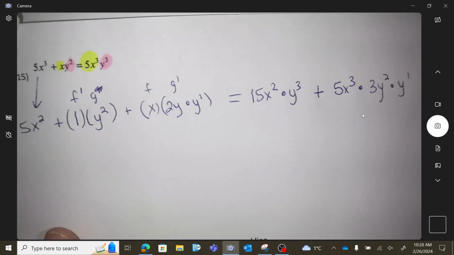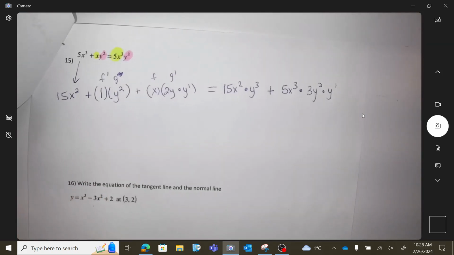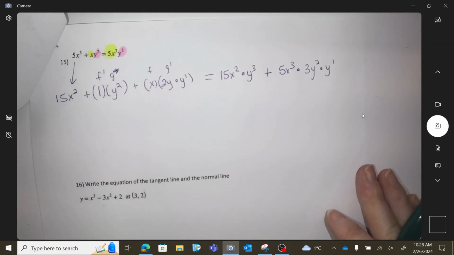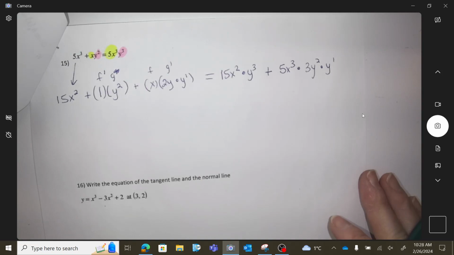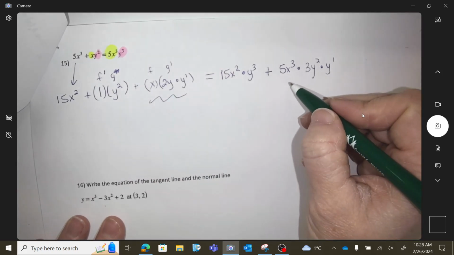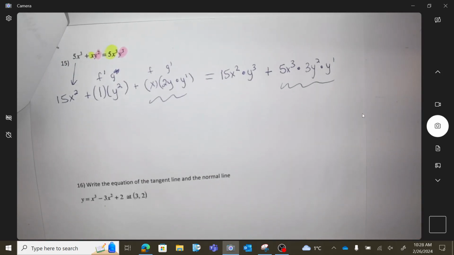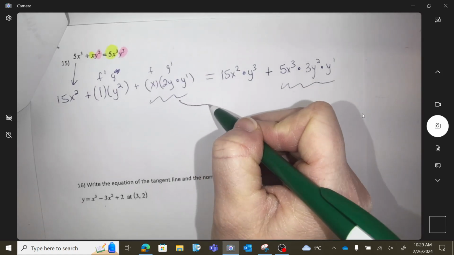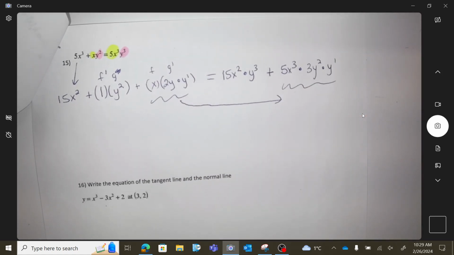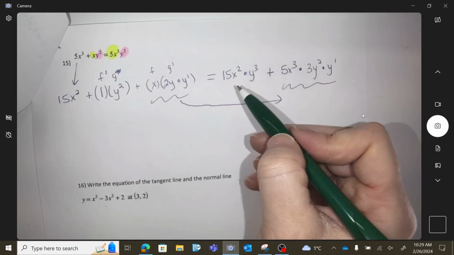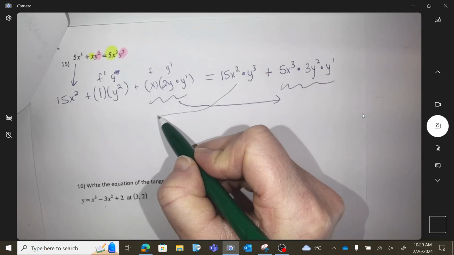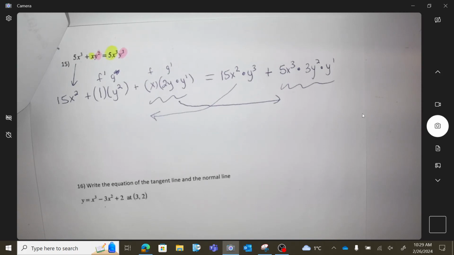Okay, so now out of this whole thing, I have to identify what terms have a y prime in them. So this and that. There's two things that have y primes in them. So we're going to go one way. Let's move this to that side of the equation. And then can I move this? Is that okay? Do you see my organizing?